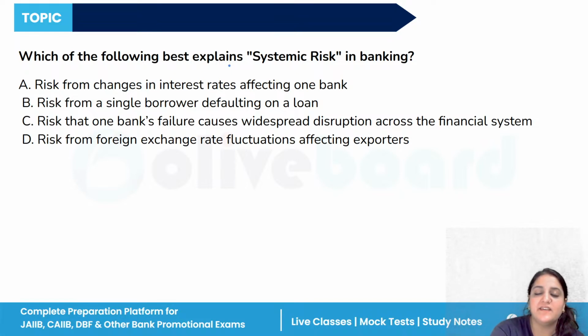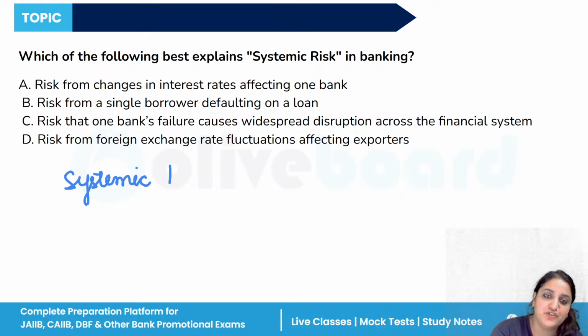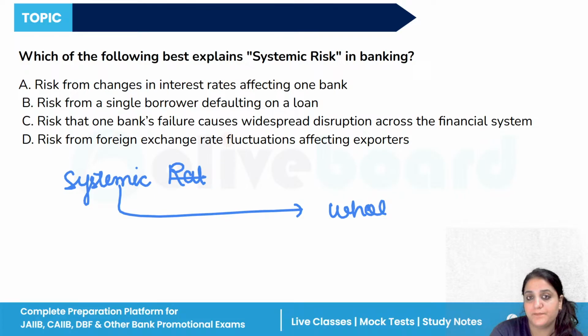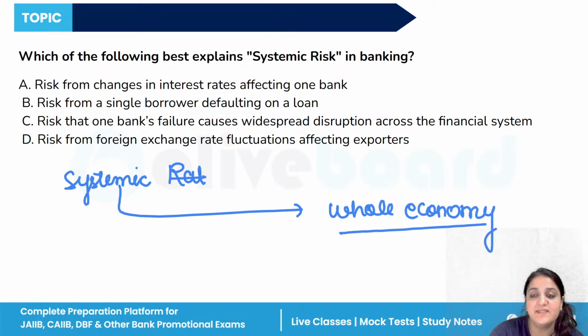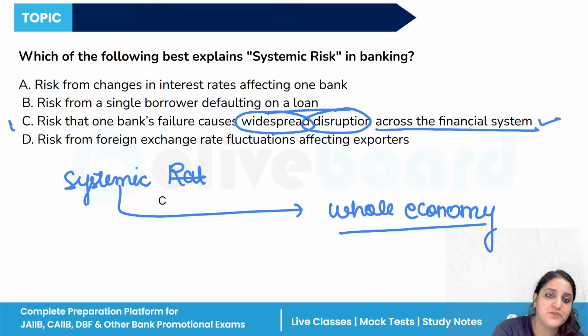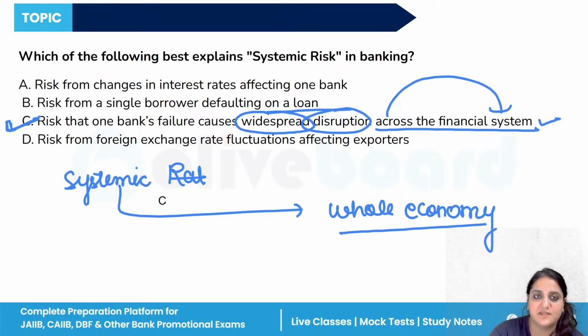What is systemic risk? Systemic risk is basically one of the dangerous risks, because it affects the whole economy. So we can say it is the risk that one bank failure causes widespread disruption across the financial system. So option C is correct here.